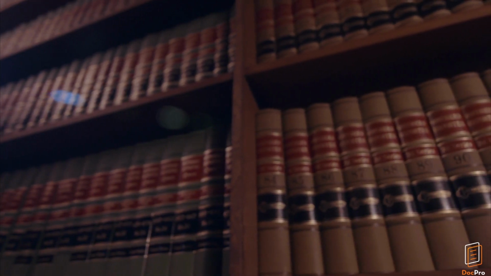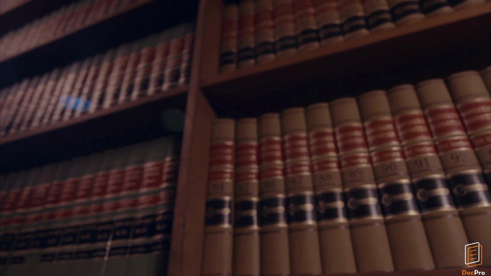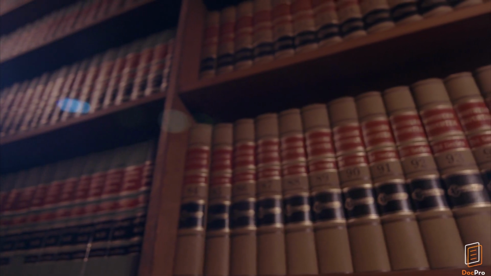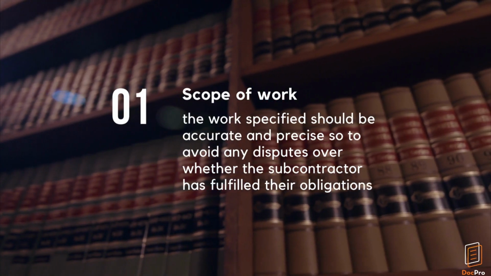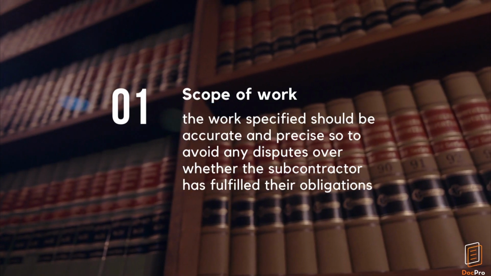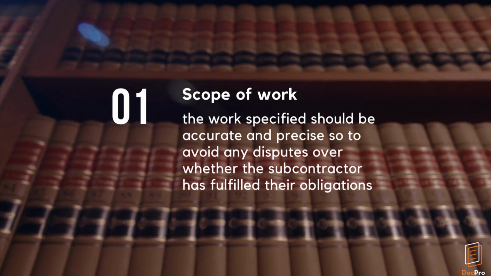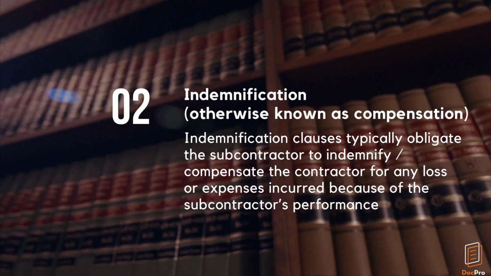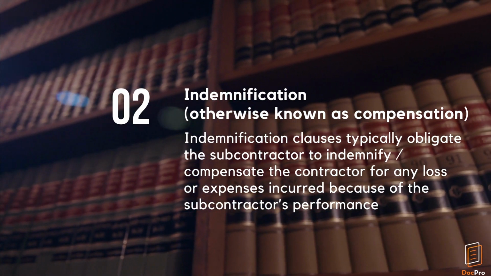A typical subcontractor agreement includes these important terms, though each agreement may vary based on the jurisdiction and of course the party's specific needs. Number 1 is the scope of work. The work specified should be accurate and precise so as to avoid any disputes over whether the subcontractor has fulfilled their obligations or not. Number 2 relates to indemnification, otherwise known as compensation.